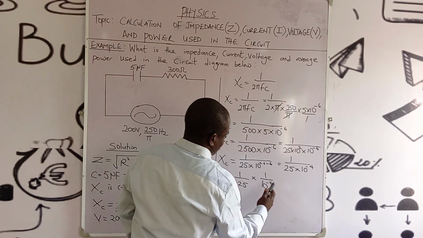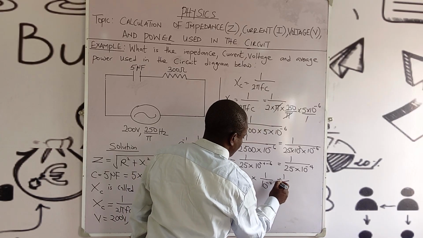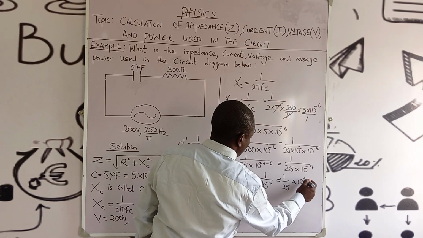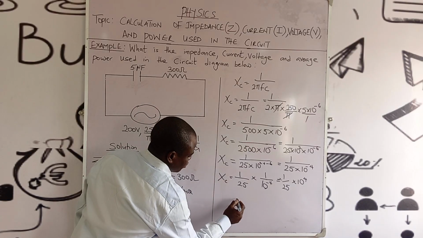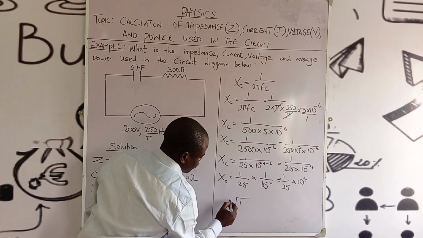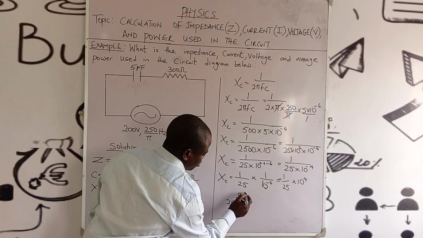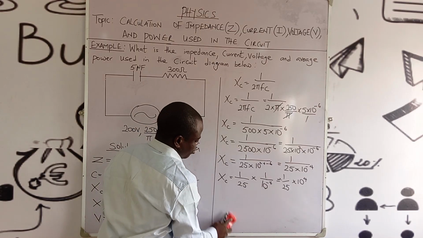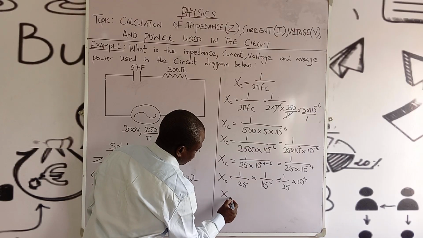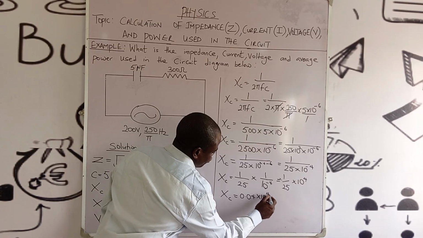Now have it to be 1 divided by 25 times 10 to the power 4. In this case, you will not put 1 there again. Now let's divide it. Let's put 1 divided by 25. 25 goes in 1, impossible, 0 point, add the 0. 25 goes in 10, impossible, 0, add a 0. 25 goes in 100 as 4. That's 0.04. Your capacitive reactance equals 0.04 times 10 to the power 4.